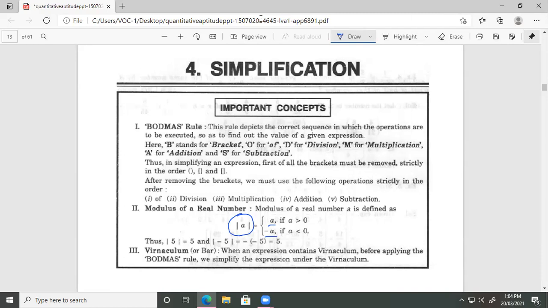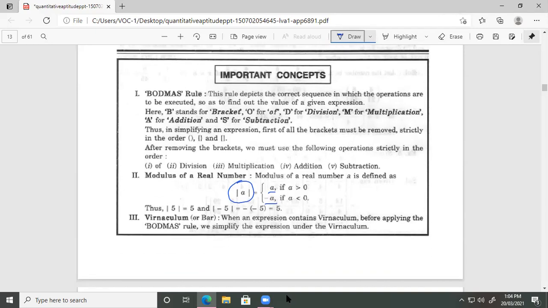Vinculum or bar: when an expression contains a vinculum, before applying the BODMAS rule, we simplify the expression under the vinculum. Okay, first we have to solve the vinculum or bar.